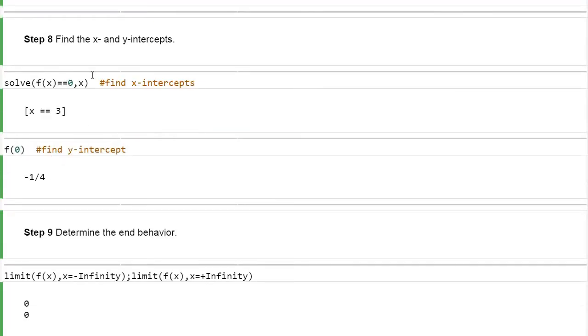X and y intercepts. So here, solve where the function itself is 0. That's the x-intercept at 3. 0 is in the domain, so I calculate f of 0. It's -1/4. That's the y-intercept.